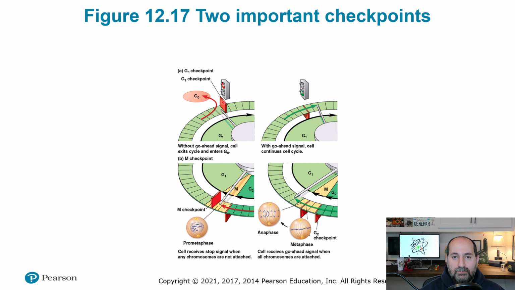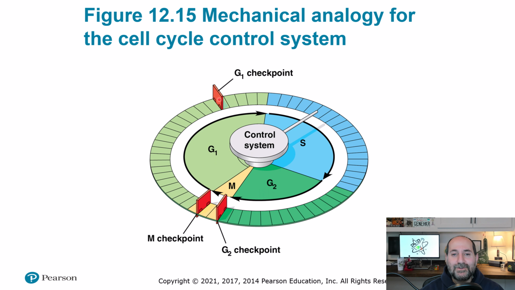If that G1 checkpoint is not cleared without a go-ahead signal, the cell exits the cell cycle and enters what's known as G0. I haven't mentioned G0, but G0 is when the cell actually exits the cell cycle. The cell has no business or no interest in dividing anytime soon. And in fact, those cells of your spinal cord and those cells of your heart, they are stuck in G0 because no go-ahead signal is given, right? So when a go-ahead signal is given, that's when a cell can come back from G0 and re-enter the cell cycle. Isn't that neat?